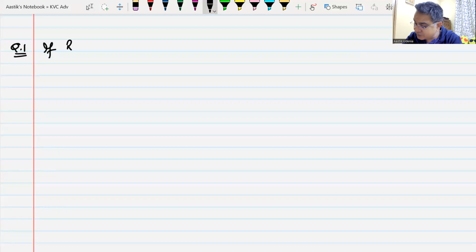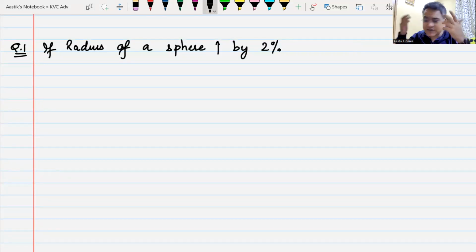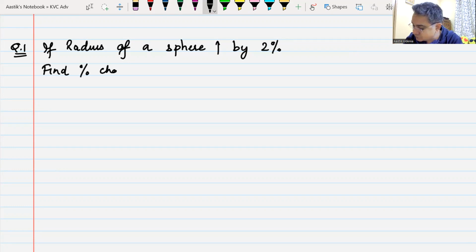If the radius of a sphere increases by 2%, you can take this question as error and measurement, you can take it as expansion, you can take it as rotational motion, doesn't matter. Find the percentage change in I. What is I? Moment of inertia. Moment of inertia. 2 minutes you have to give me the answer.